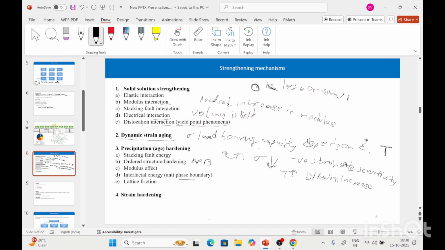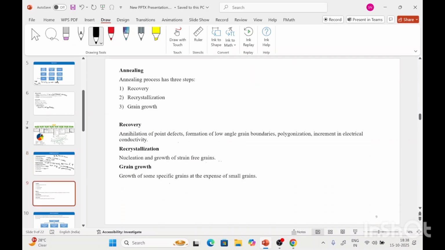After strain hardening, if we want to improve the microstructure of that aluminum alloy, then that aluminum part is fed into the annealing process. So what is the annealing process? It has three steps: recovery, recrystallization, and grain growth.